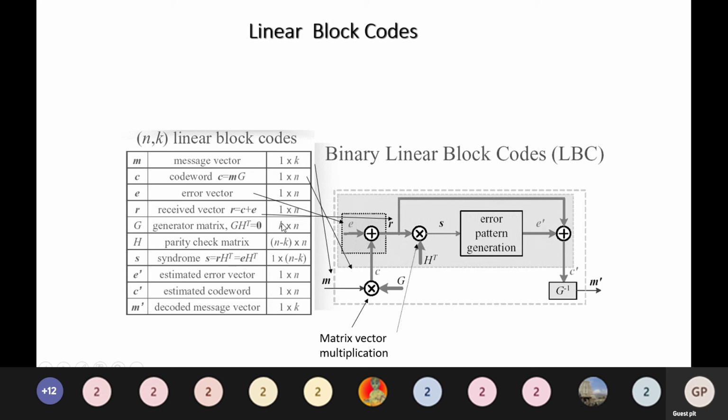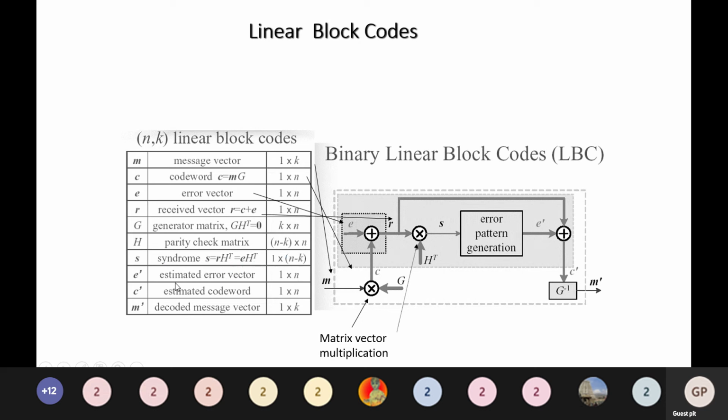The generator matrix G is k by n, so k inputs into n outputs. H is the parity check matrix, which is n minus k by n. So n minus k is equal to m, where m is the number of parity bits. Then you also have the syndrome. The syndrome is equal to r times H transpose, which is equal to e times H transpose.